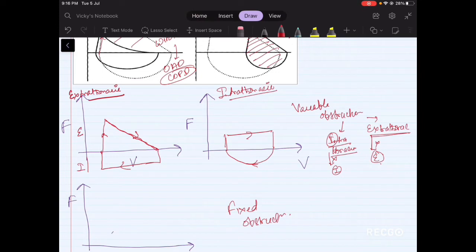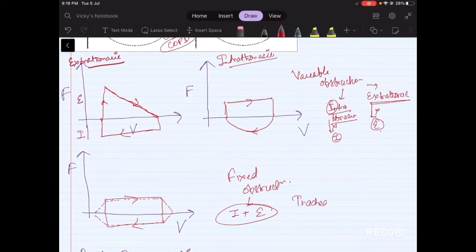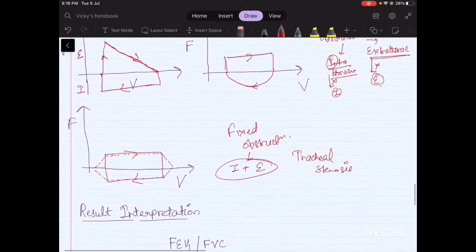Then coming to fixed obstruction. So in fixed obstruction there will be problem in both inspiration plus expiration. So this curve will be like this. Now you have to understand that exactly this curve is not like this. In practical purposes it is like this, and these are only suggestive of fixed obstruction. Okay, example of fixed obstruction is tracheal stenosis, right?